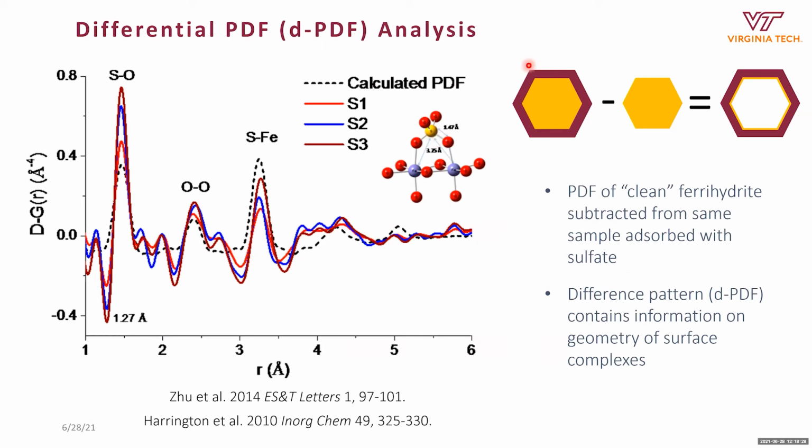And so in the differential method, what you do is you take your sorbed ferrihydrite or sorbed nanoparticle data, you subtract from it the data of just the substrate, so just the nanoparticle. And what's left behind is this differential pattern. And what that shows you is it gives you this information on surface geometry. So it's very much analogous to an EXAFS pattern, where you're seeing the distances between the atoms of that adsorbed complex.